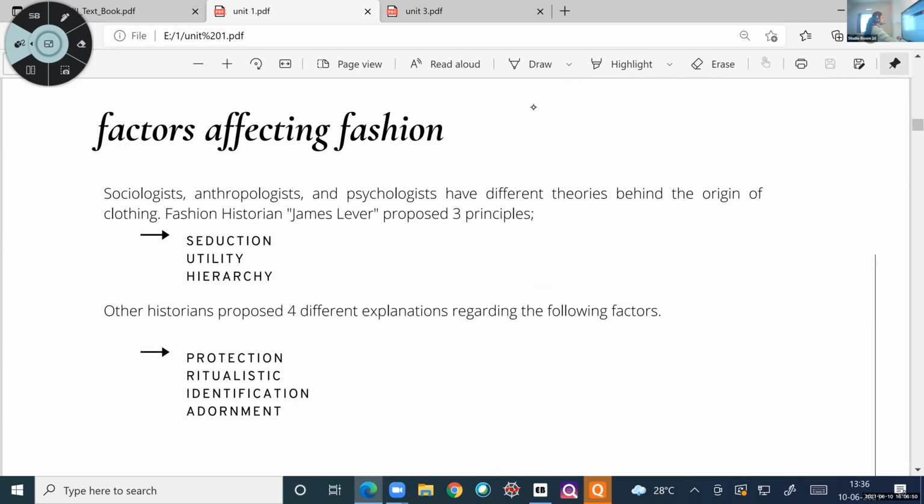So what are the factors affecting fashion? What are the four factors affecting fashion? What are the factors affecting fashion? It is there in the slide. You just have to read.